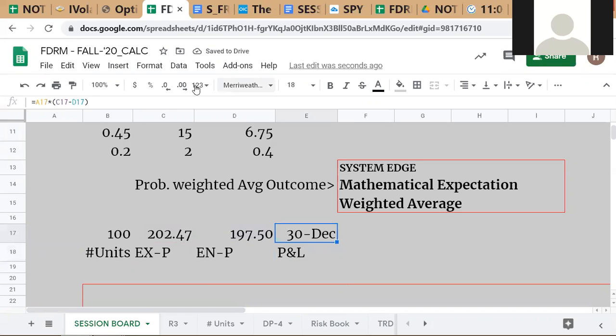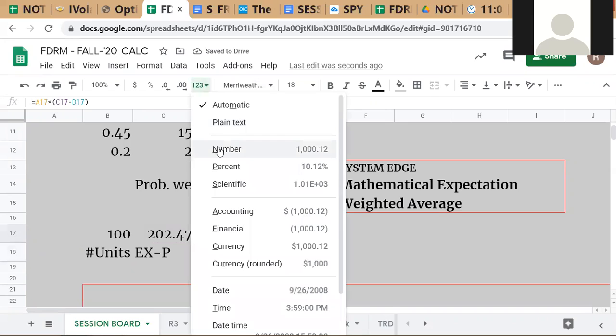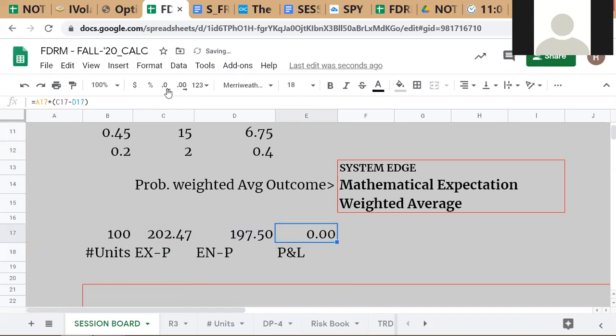We have to... what happened? Sir, you have by mistake selected the A17 cell. Okay, okay, good, good. Yeah. B.